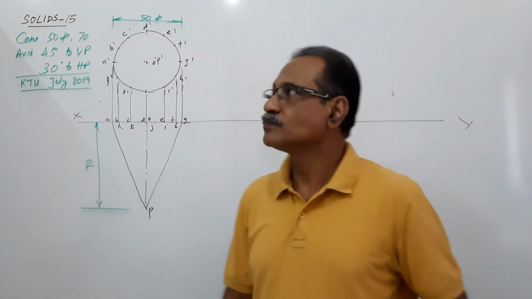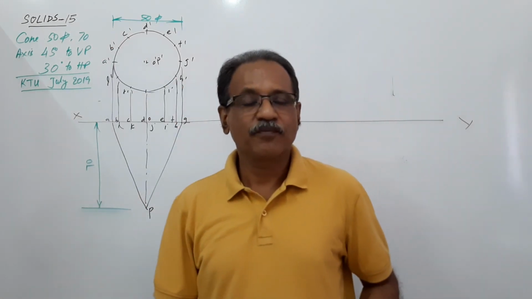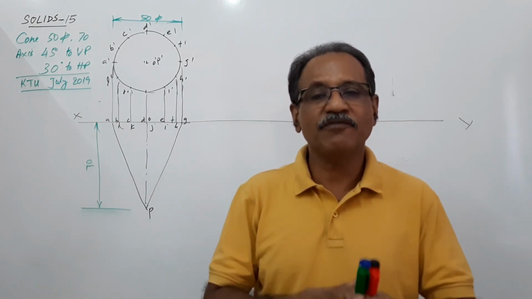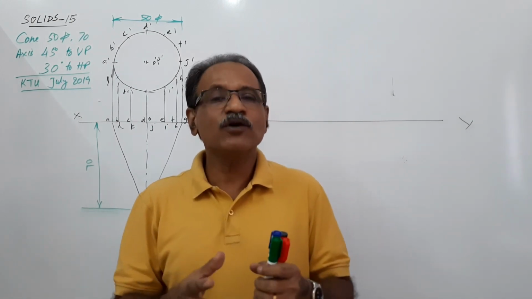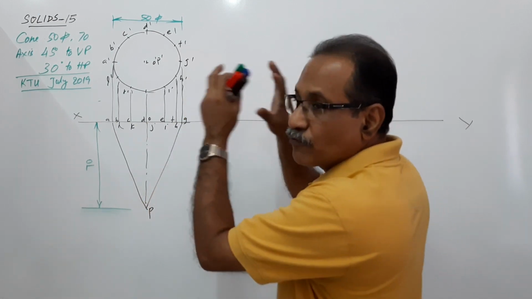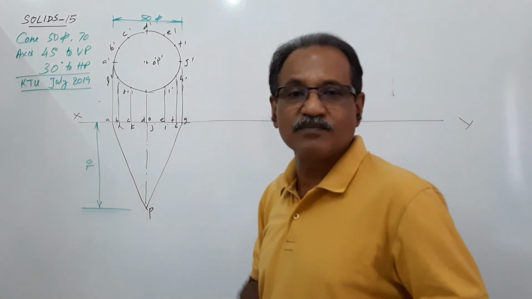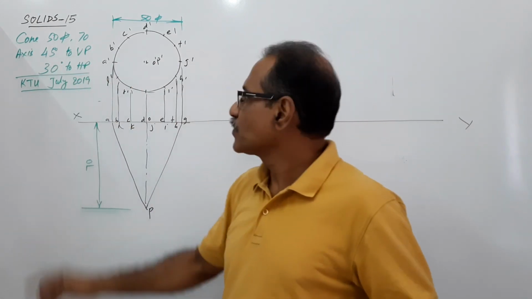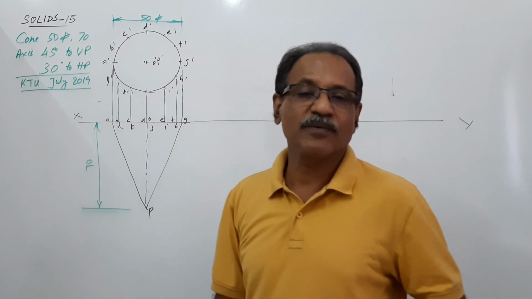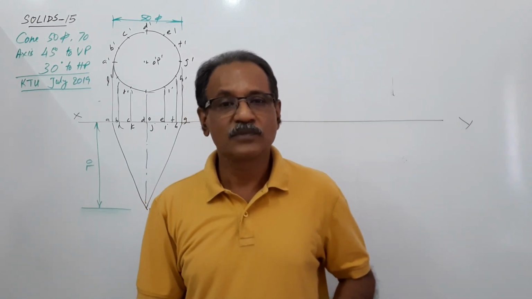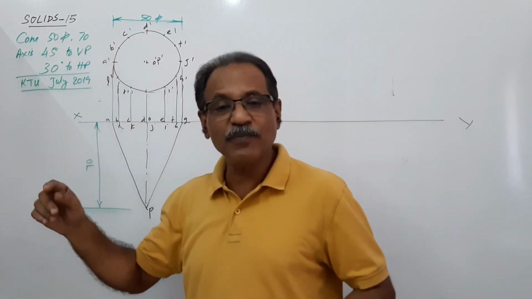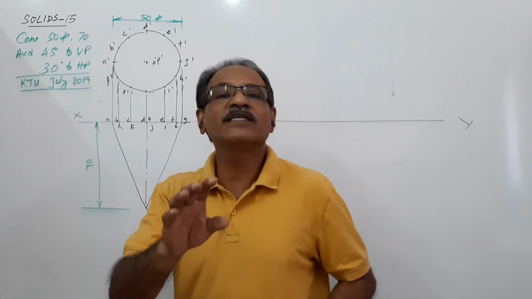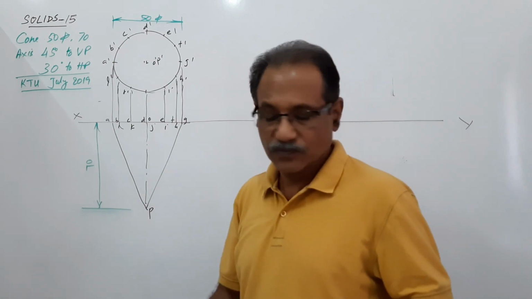Hi students, solids 15. There is a cone, 50 mm diameter, 70 mm axis, resting on VP on a point of its base circle. Axis making 45 degrees to VP and 30 degrees to HP. The problem is the cone is resting on VP on a point.